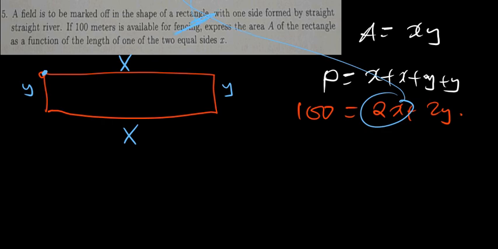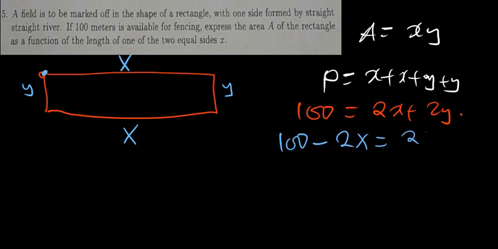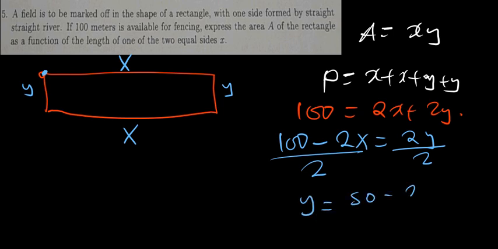That would mean it's going to be 100 minus 2x is equal to 2y. Divide both sides by 2, meaning y will be equal to 50 minus x. I'm just making y the subject of the formula. We're okay? Are we okay there before we continue?